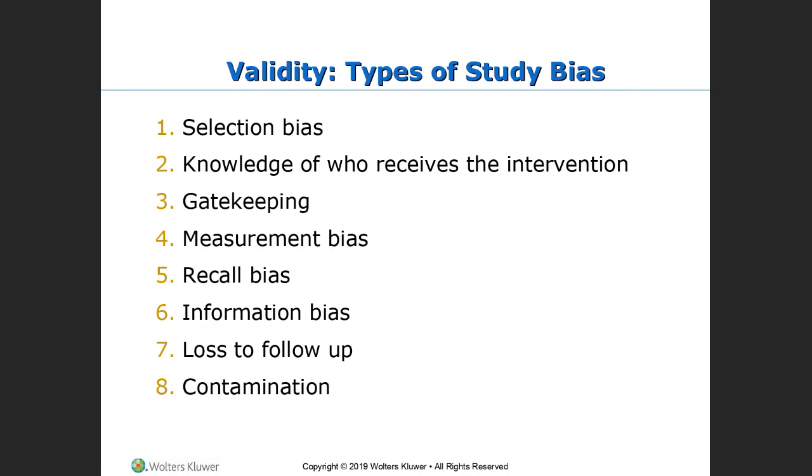Number two is gatekeeping, and that is how information is disseminated. Basically, they decide what results are reported and what results aren't.